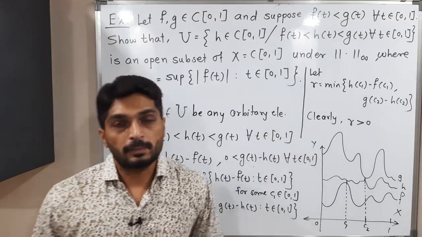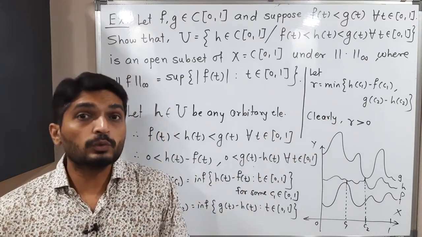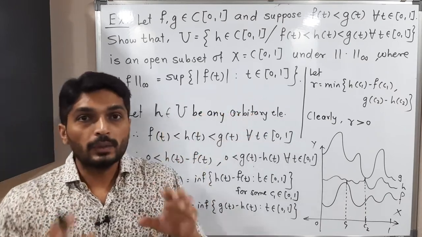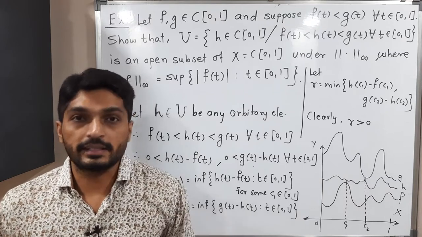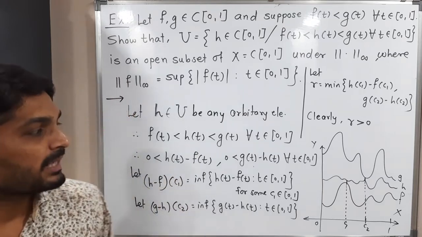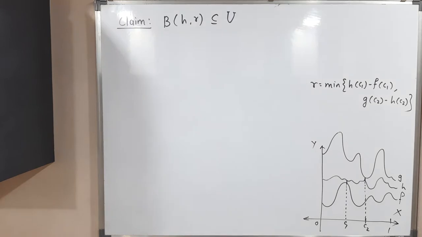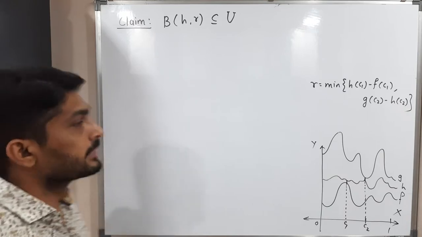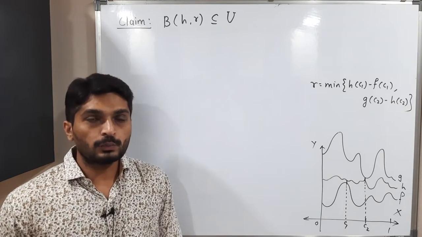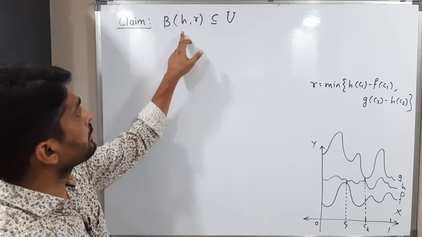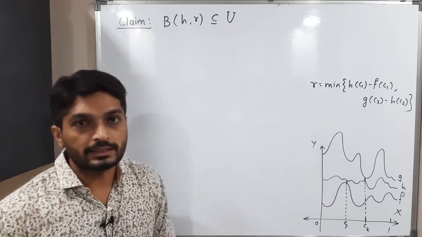So my next step, now my claim is to prove that a ball with center h and radius r will entirely lie inside set U. Okay, so make a screenshot of it. After that we will go further. So now our claim is to prove that the open ball with center h and radius r is a subset of U. We have a very simple technique to prove one set is a subset of another: we take an arbitrary point of this set and prove that it is in the second set.